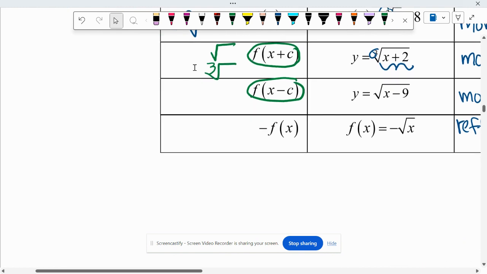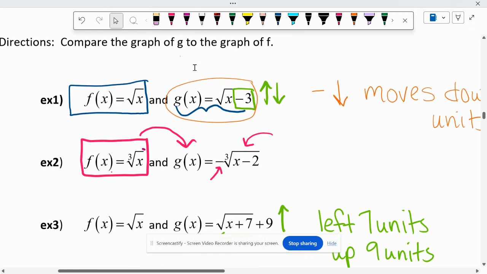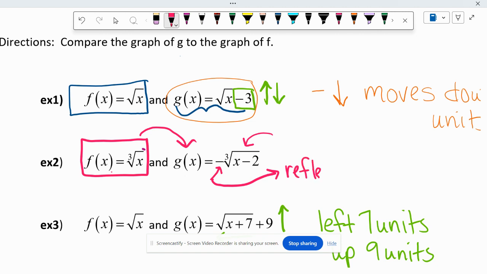What does this negative on the outside tell you? It's reflecting. Yeah. This negative tells me that it's going to reflect over the x-axis. Okay. What does this -2 inside the function tell me? It's actually going to be what? Moves to the right. Yeah. Moves 2 units to the right. Okay. And that's it.